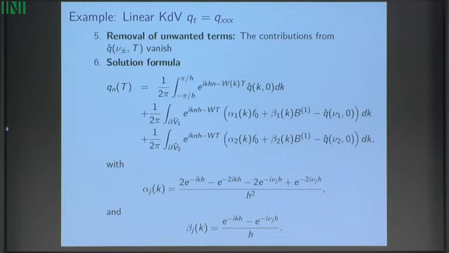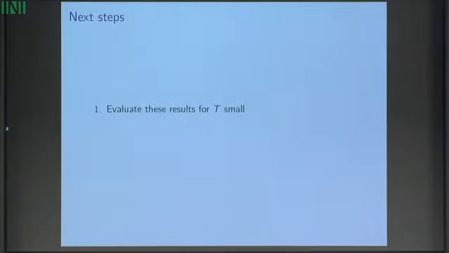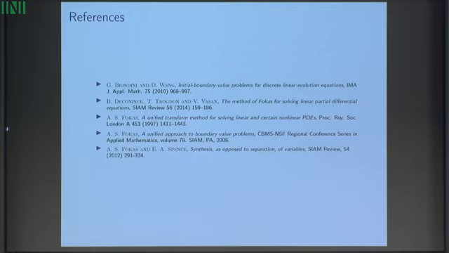I'm out of time, so I'll just say what the next steps are. We want, as I said, to evaluate these complicated formulas for small t, so we can hopefully use them as a first step in a split step method, and then combine it with a nonlinear step. Here are some references. Thank you.